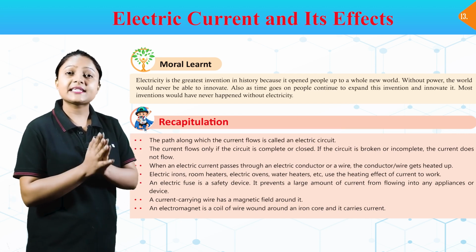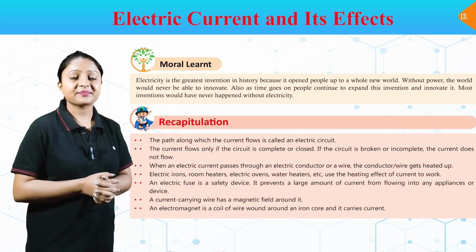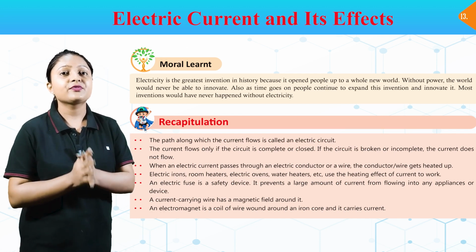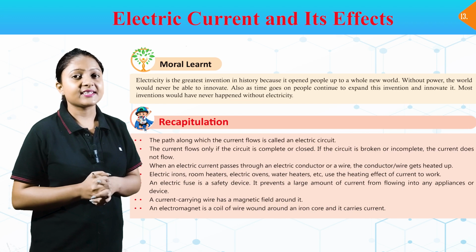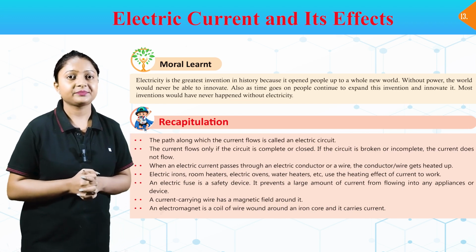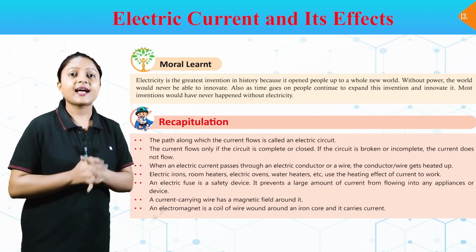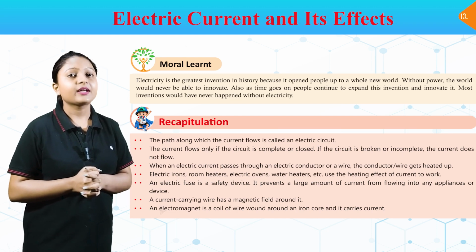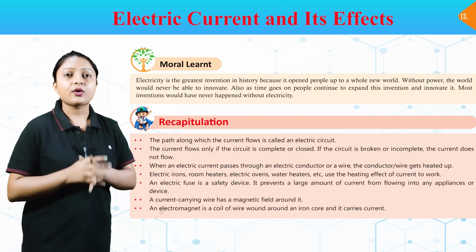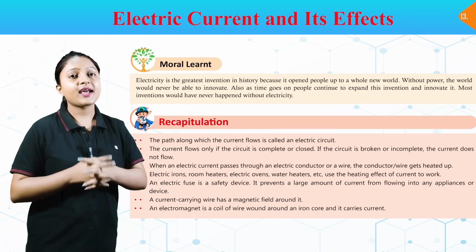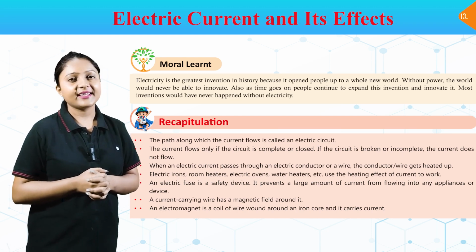An electric fuse is a safety device. It prevents a large amount of current from flowing into any appliance or device. A current carrying wire has a magnetic field around it. An electromagnet is a coil of wire wound around an iron core and it carries current.